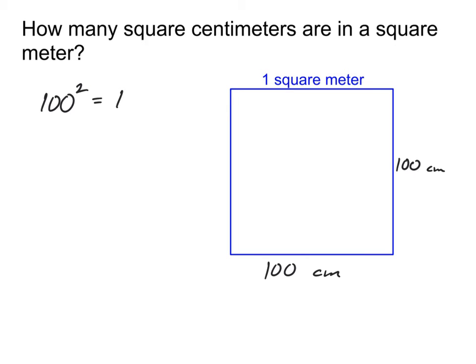The nice part about multiplying something by 100 is you just add a couple zeros to the end. So that's going to be 10,000. So there are 10,000 square centimeters in just 1 square meter. Let's do one more practice with that idea.